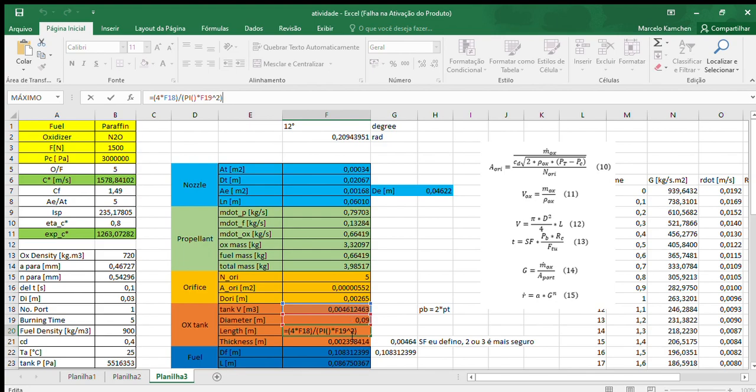And the thickness is based on equation 13, where SF is the safety factor, defined by me as 2. PB is the burst pressure, and the burst pressure is 2 times the tank pressure. The RC is the tank radius, and the FTU is the ultimate tensile strength. We chose aluminium with 414 megapascal. This is the equation.